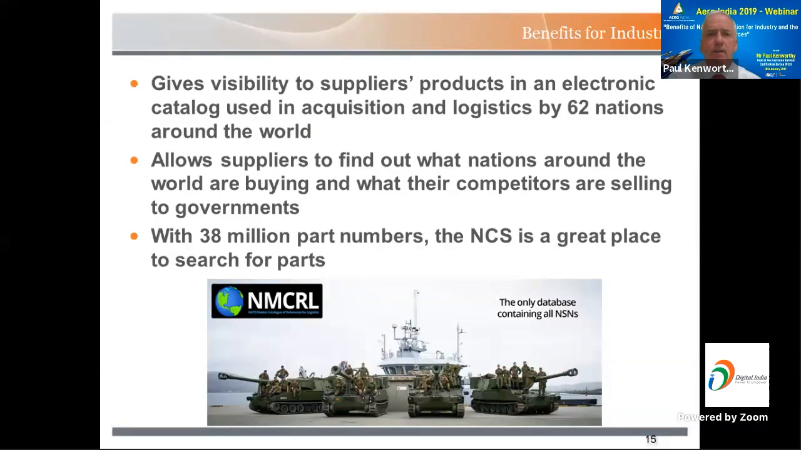Next slide. Again, benefits for industry. I could just go through a few of them. It gives visibility to suppliers' products in an electronic catalog used in acquisition and sustainment by 62 nations around the world. It allows suppliers to find out what nations around the world are buying and what their competitors are selling to governments. And with 38 million part numbers, the NCS is a great place to search for spare parts.